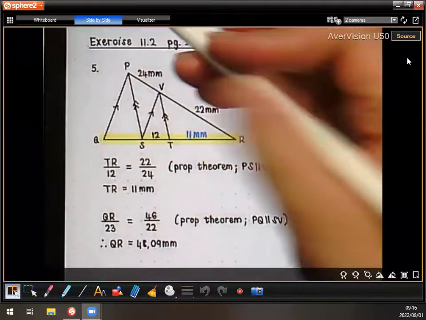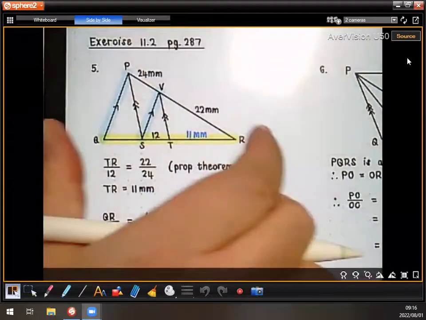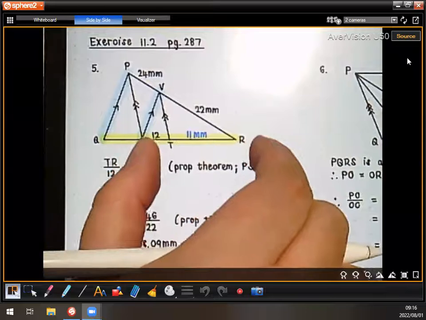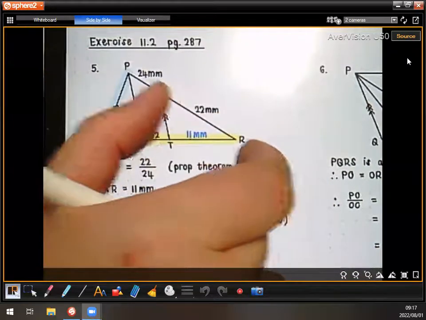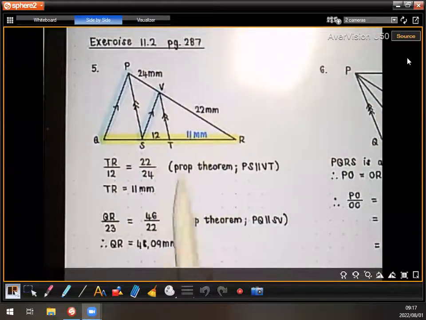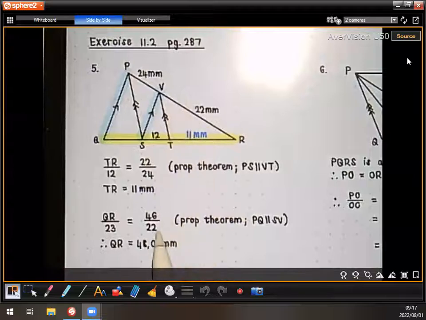Let me just pull them in. That one is parallel to that one. So if you're doing QR over that part, which is 23, the whole over the top part, that's going to be equal to that whole over that top part. So QR over 23, which is 12 plus 11, is equal to the whole, which is 46, over the top part, which is 20. And then we need to do that. All right, any questions? All right, number 6.